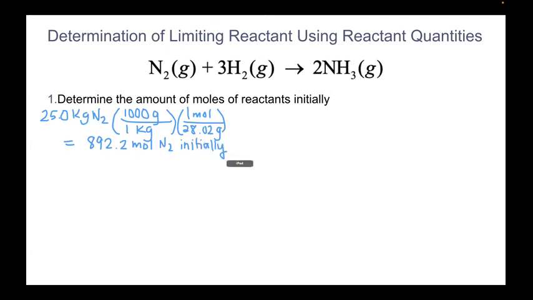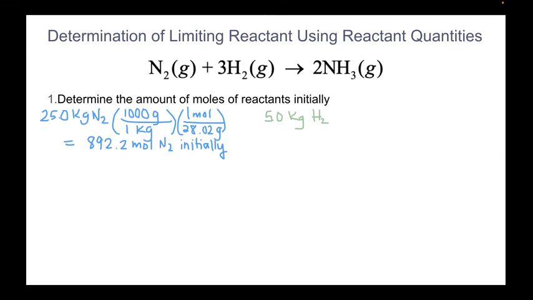Okay, we just figured out how many moles initially I have of my nitrogen, but I also have to figure out how many moles of my hydrogen I have. If I have 5.0 kilograms of hydrogen, take a moment to yourself and figure out how many moles of hydrogen gas do we have initially.